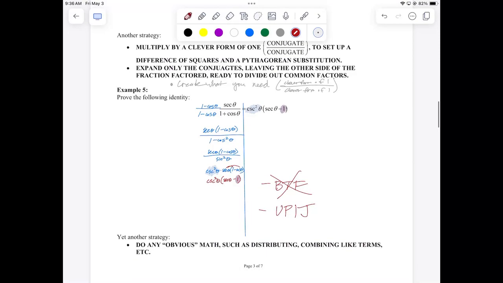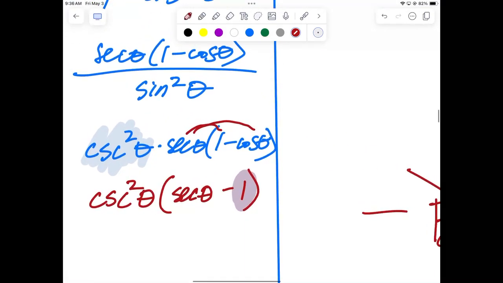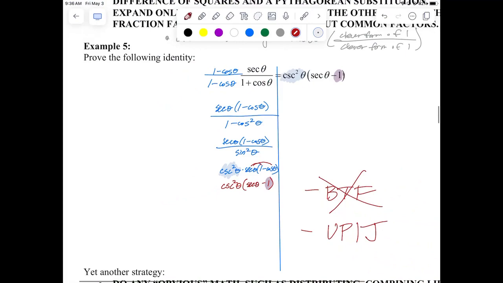All right, so here's yet another strategy. Do any quote-unquote obvious math, such as distributing, combining like terms, etc. What was the obvious math to do here? Distributing. Okay, distributing. That was the new strategy.